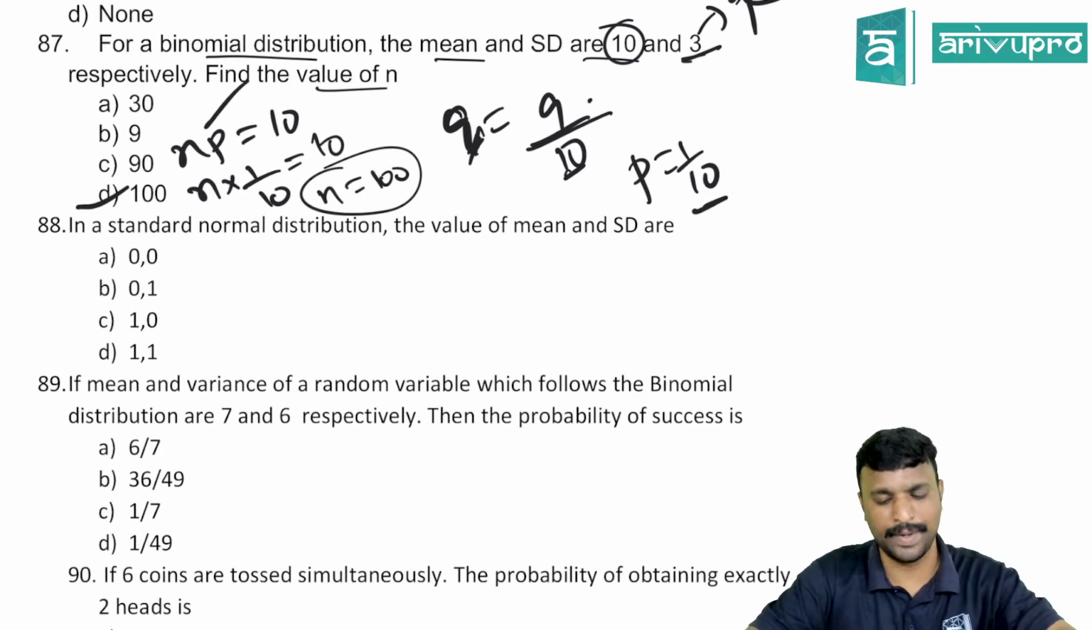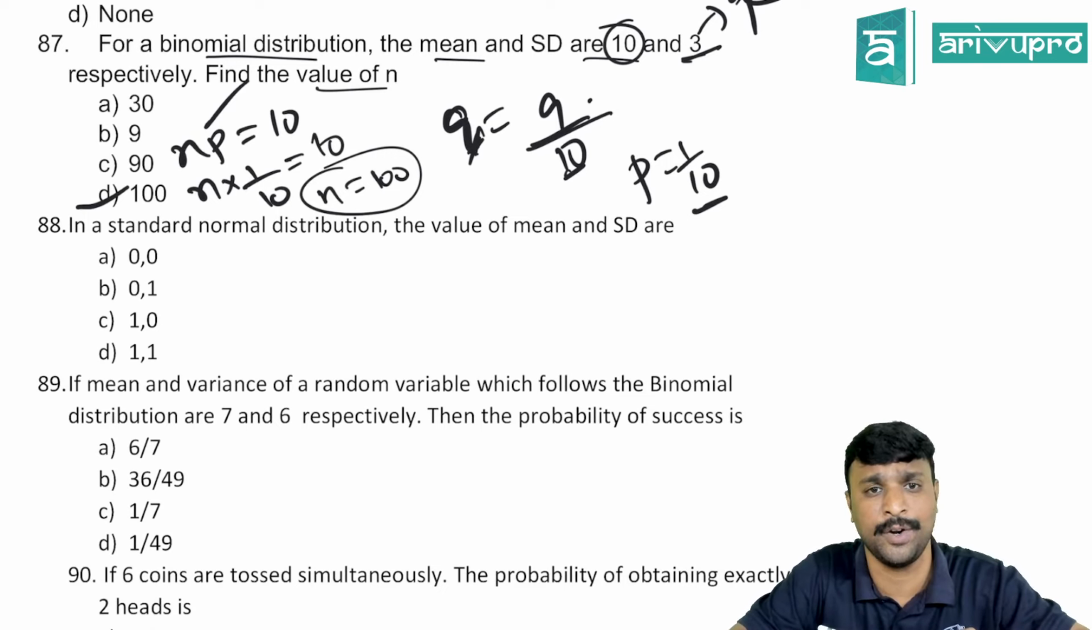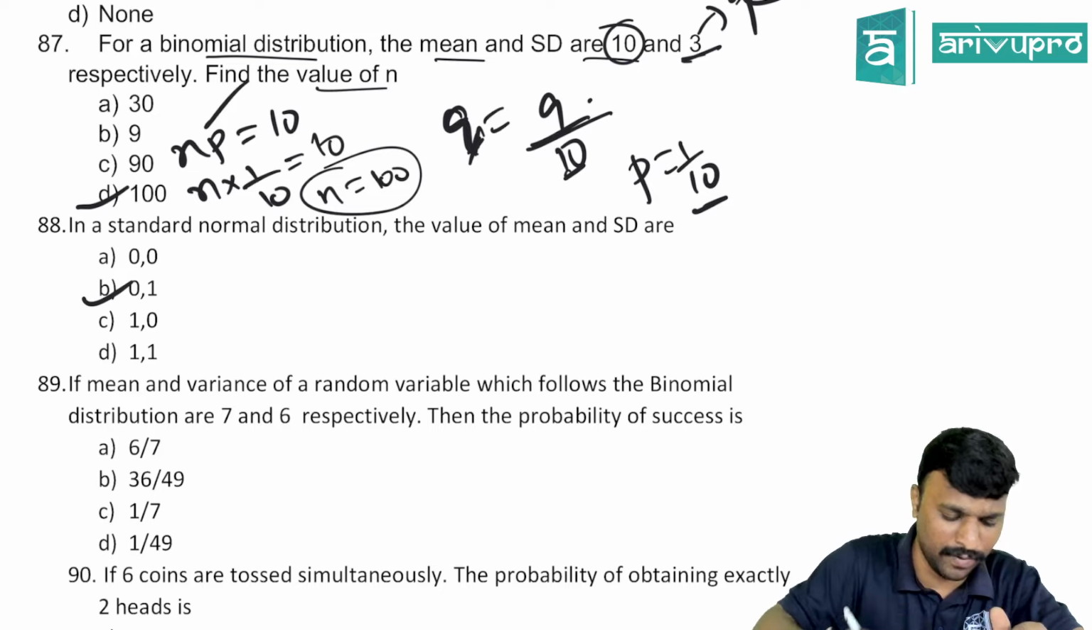Guys, in a standard normal distribution, the mean of a standard normal distribution is 0 and the standard deviation is 1. So 0, 1 is the answer.